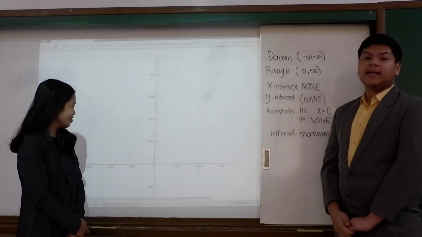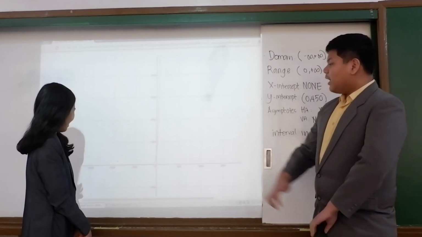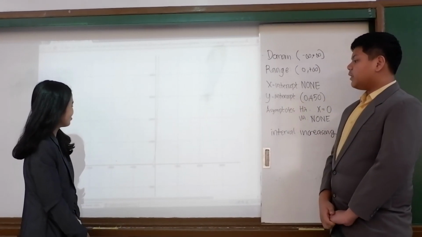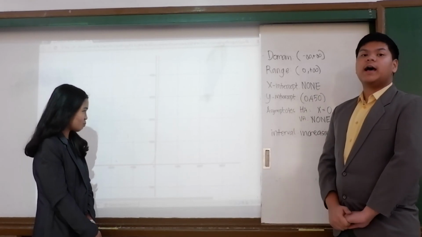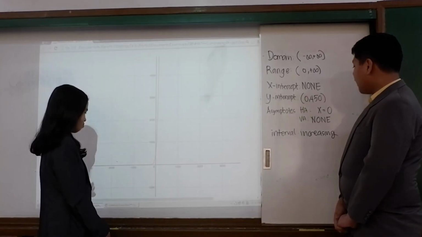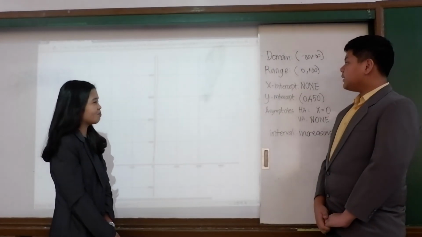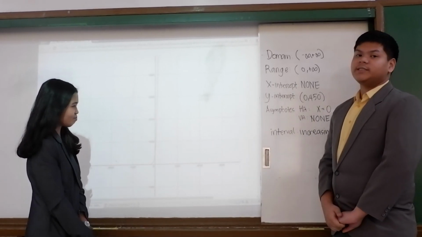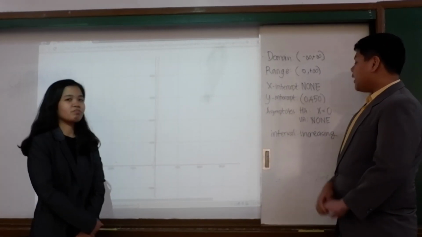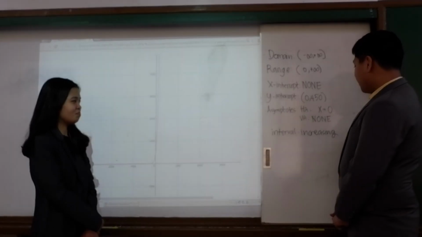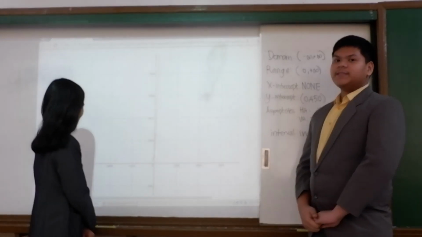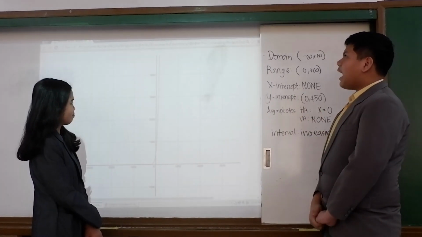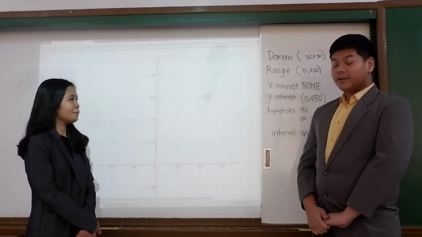For the asymptotes, the horizontal asymptote is the x-axis because as you can see, our graph does not go below the x-axis. And for the vertical asymptote, it is none because it is based from the domain that it is all real numbers. Therefore, there is no vertical asymptote available. For the interval, our graph is increasing. It is because of the fact that we use our example as an increasing interval.